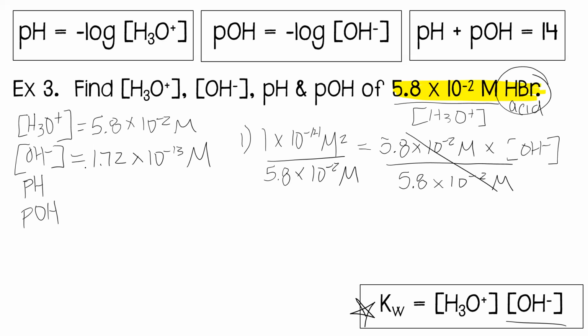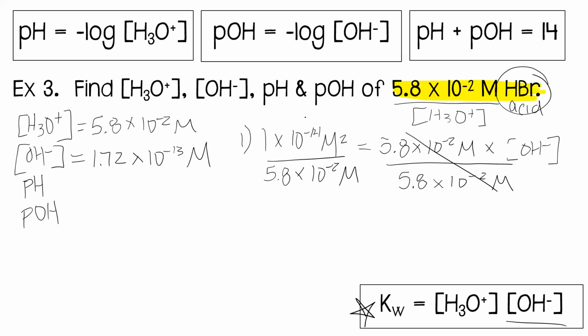And that should make sense. The hydronium ion concentration should be much less than the hydroxide for an acid. So it seems like we're on the right track. Also remember, you can check your answers by multiplying these 2 together, and you should get close to the Kw. So step 1 taken care of.